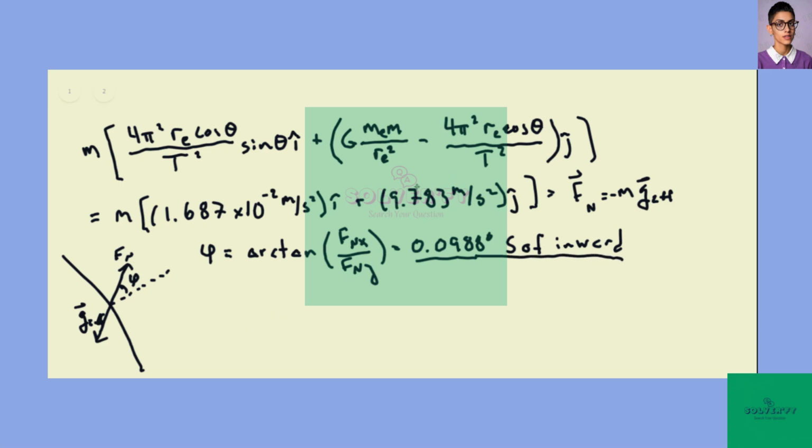And then taking the magnitude of this vector, because we took the mass out already, we just take the square root of the sum of the squares of these two numbers here, and we find that the magnitude of the effective gravity is 9.78 meters per second squared.